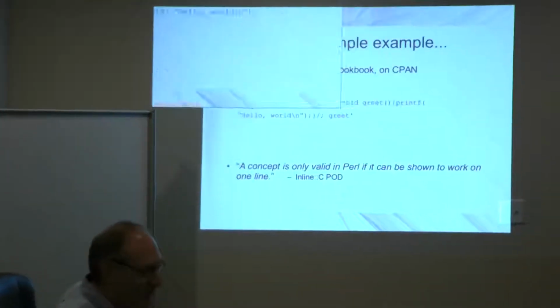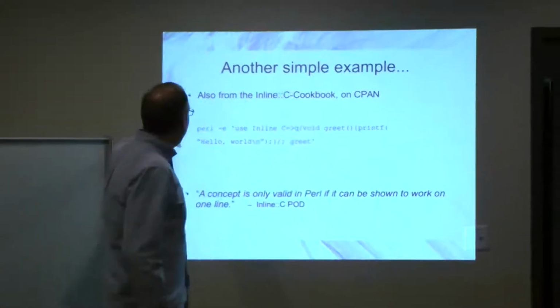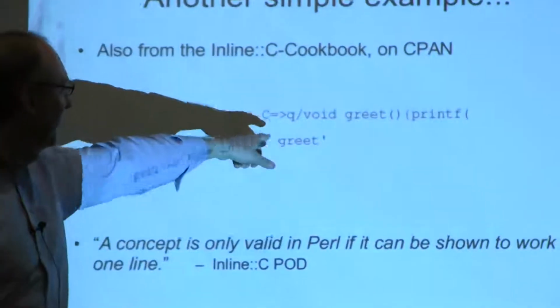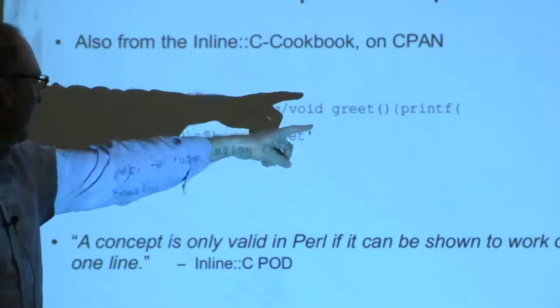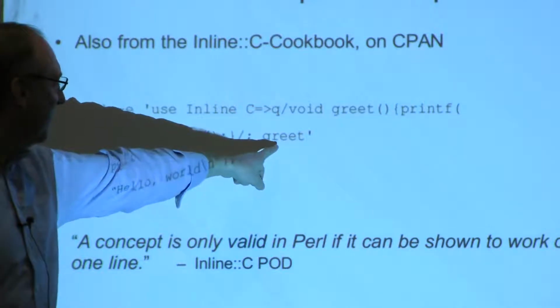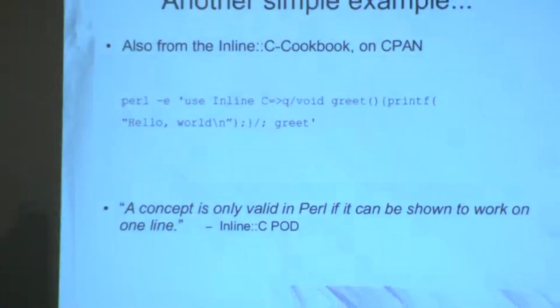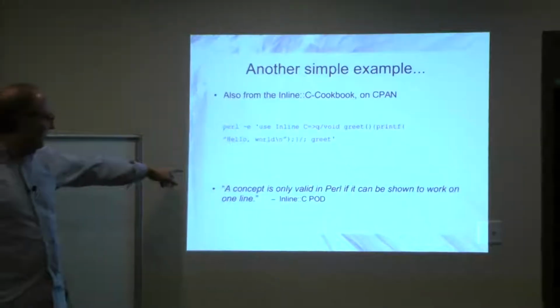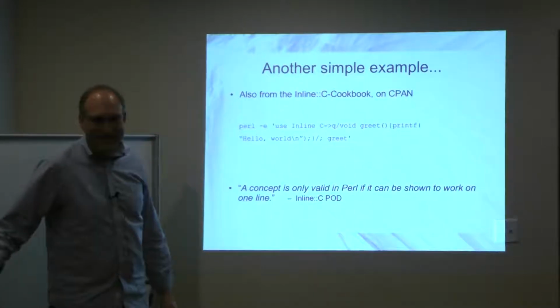Now here's another simple example. Here's a one-liner. Perl -E. We've got a one-liner here. Use Inline C, quote, void greet. We're now in C, now we're in Perl here, calling the greet subroutine, and you'll get your greeting. Because, as it says in the Inline C pod, a concept is only valid in Perl if it can be shown to work on one line.